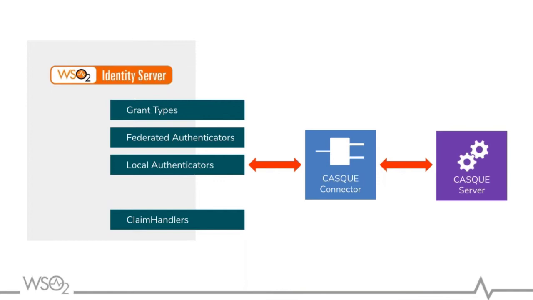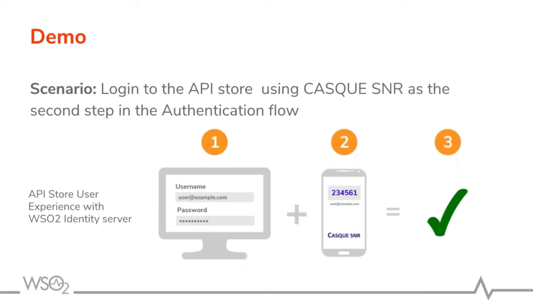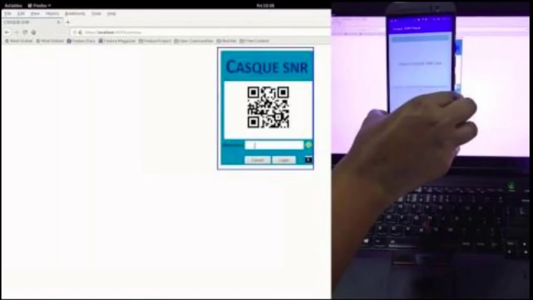I will show you via a demo. So the scenario I'm going to show you is we are trying to log in to the WSO2 API Manager store where you have stored a lot of APIs. We are using the Casque SNR connector as a second step in your authentication flow. So in this scenario, you will first get the login page where you enter the username and password. Then you will get a page to enter your Casque SNR secret, which is a dynamically created secret. So let me show you this scenario with the configuration steps.